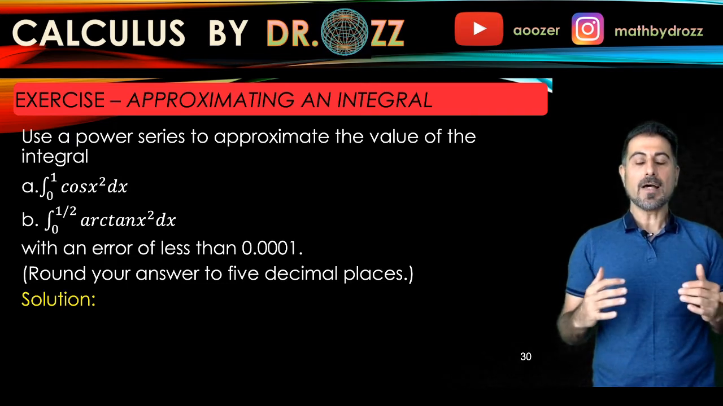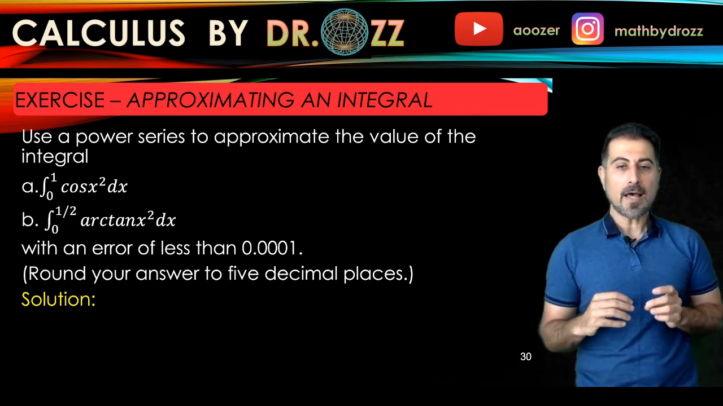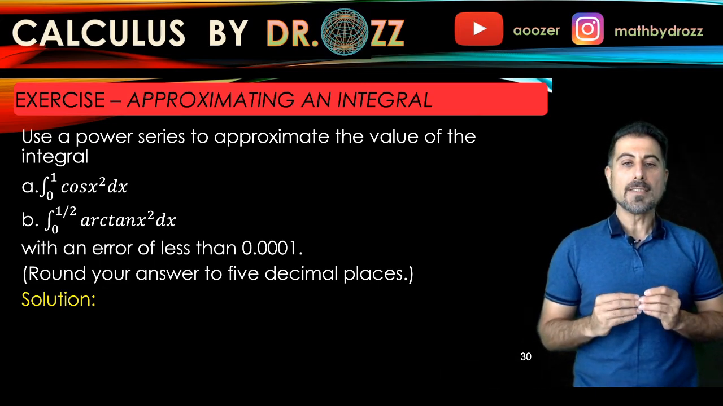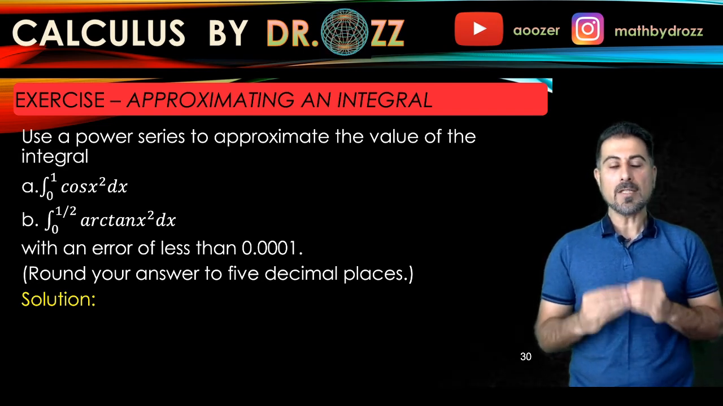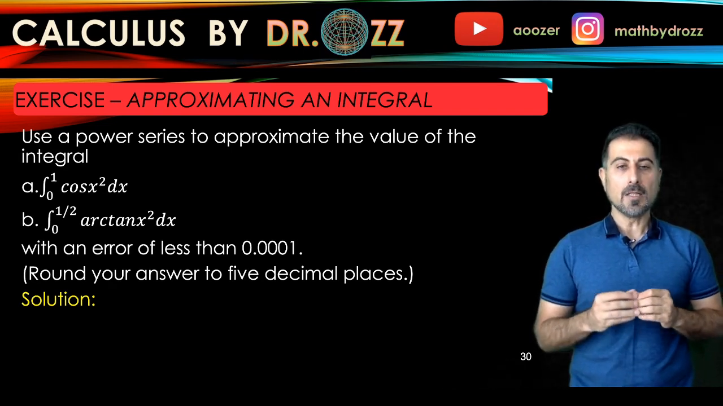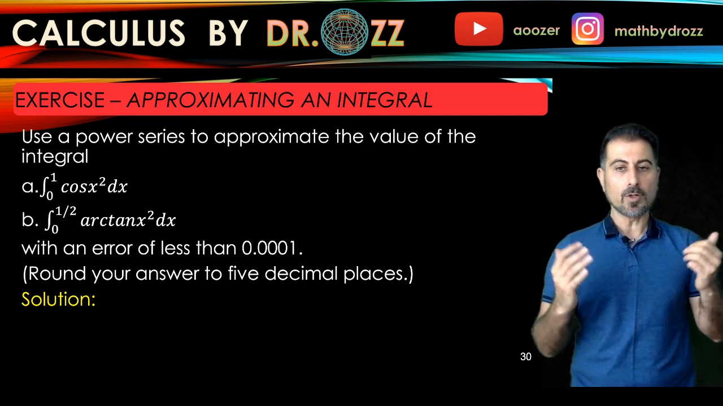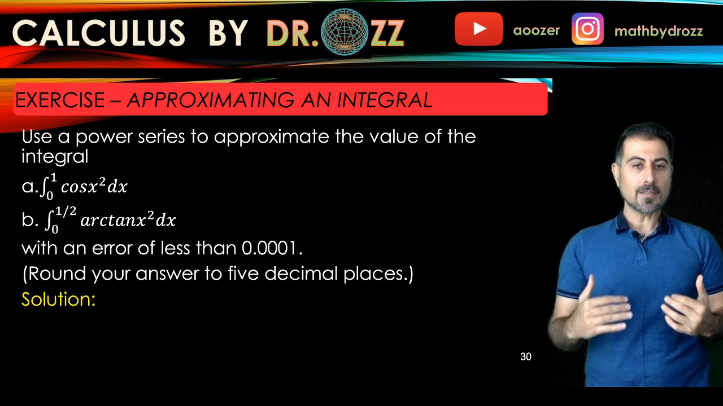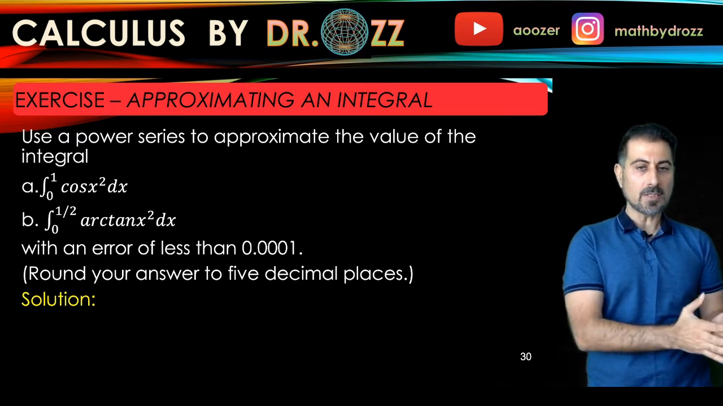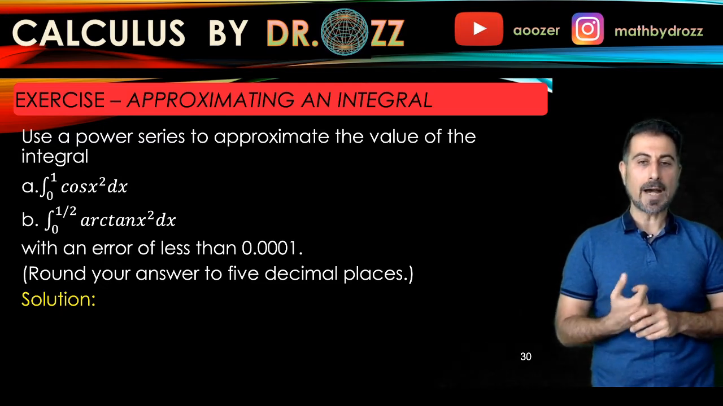And when we have the approximation for each case, we do not want to have an error more than 10 to the minus 4. So now the question is, how many terms would you keep in the power series of, let's say, cosine x squared or arctan x squared, so that when you integrate this function by using their power series, you wouldn't make an error more than 10 to the minus 4.